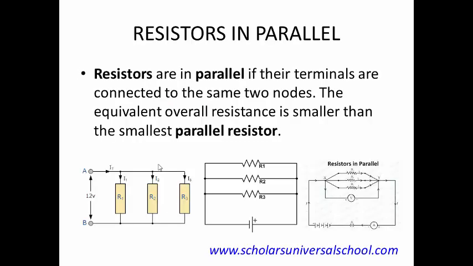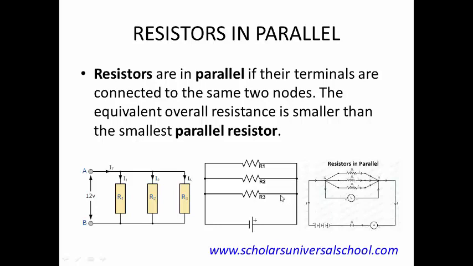Now, we'll continue with resistors in parallel. When we have resistors connected in parallel, it means that their terminals are connected to the same two nodes. Now, this is a node. A node is just a junction where we have 3 or more connecting wires coming together. Every one of those lines that we have here is a connecting wire. So this is a node, this is a node, this is a node, and this is another node.